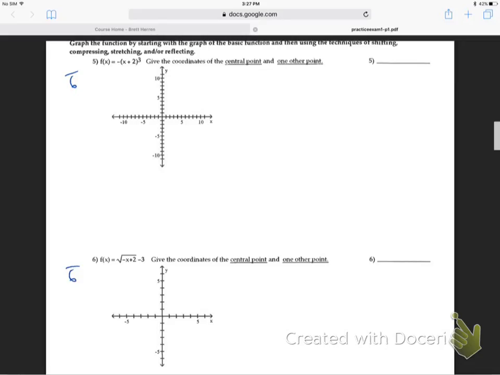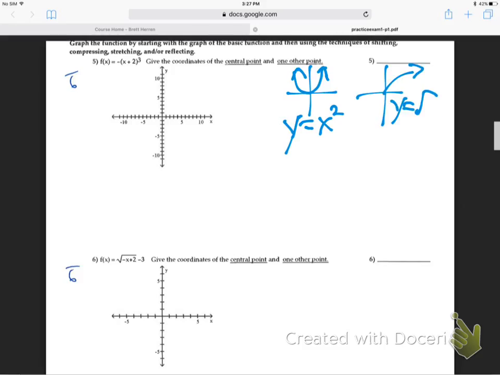All right, so let's take a look. During the test you get a 3x5 card. You can write anything you want on both sides of it. What would be good is to write those basic 6 graphs that we memorize: the basic y equals x squared, then y equals square root of x, and then x cubed.